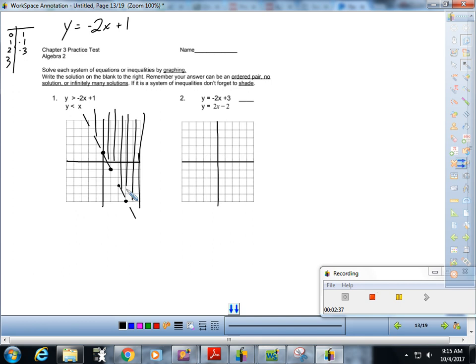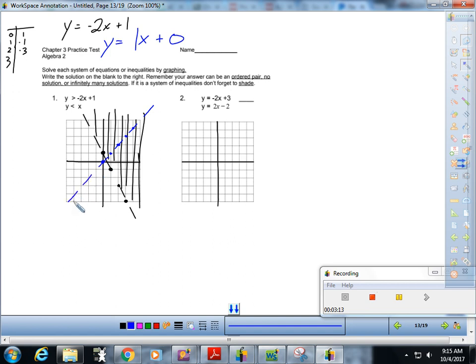You also need the line y equals x. Consider this, y equals 1x plus 0. Does that help a little bit? So the slope is 1 and it starts at 0. Over 1, up 1, over 1, up 1, over 1, up 1. You should be pretty used to graphing this line y equals x.